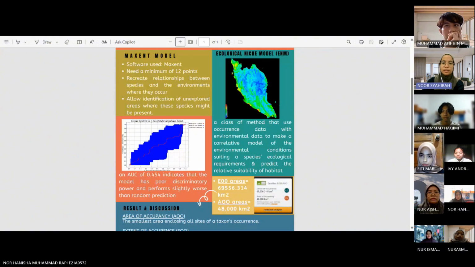Thank you, moderator. A potential limitation or concern regarding the ENM results for the king cobra in this study is the poor performance of the model. As indicated by the low AUC value, this suggests that the model predictions may not be reliable for making strong inference about the king cobra's distribution in the region. Thank you.